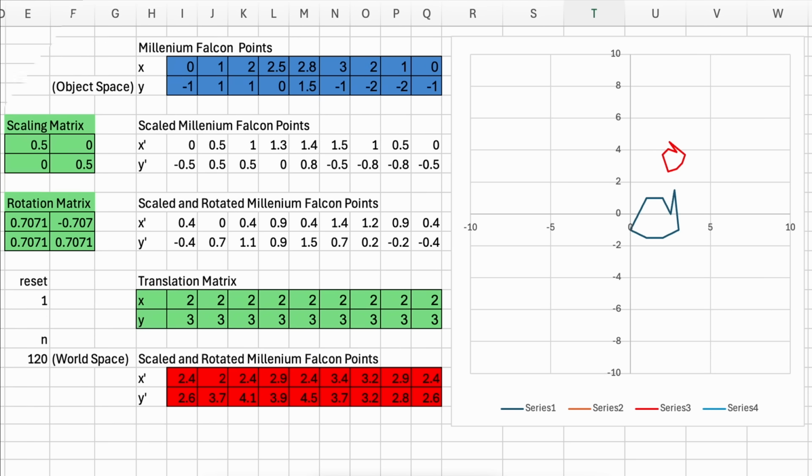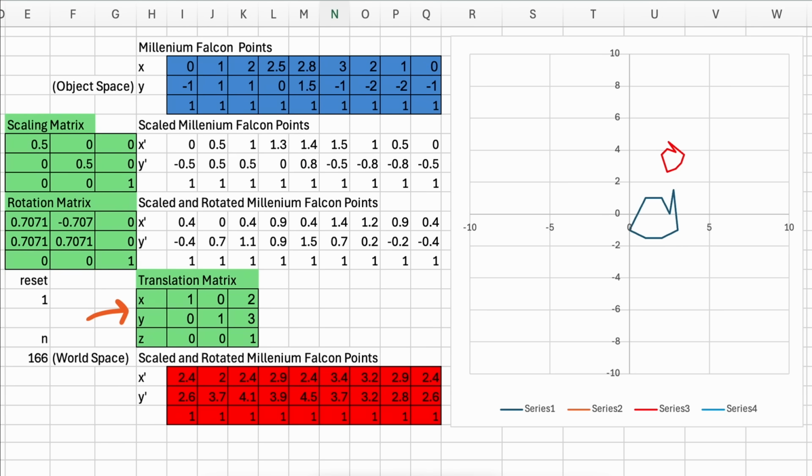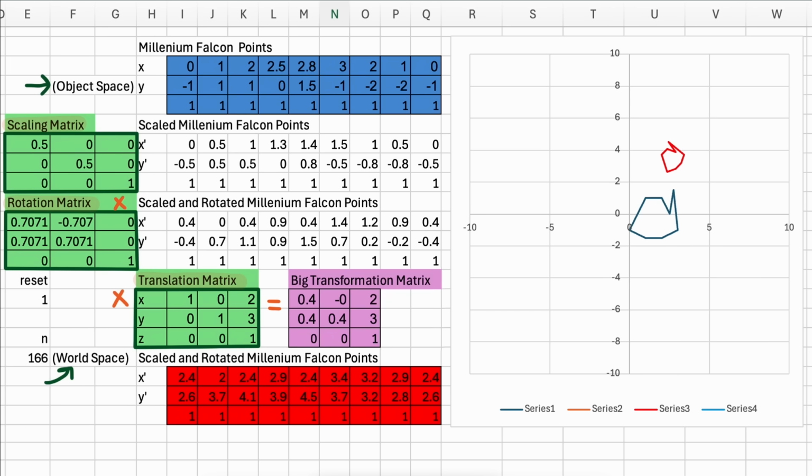Okay, so let's go back to the beginning. Why did we want to avoid this addition if multiplying by this translation matrix does the same thing? Because now we can take all of the transformation matrices needed to change the coordinates from object space to the world space. Those could be scaling matrices, rotation matrices, reflection matrices, and translation, and multiply them all together and do all of those in just one matrix.